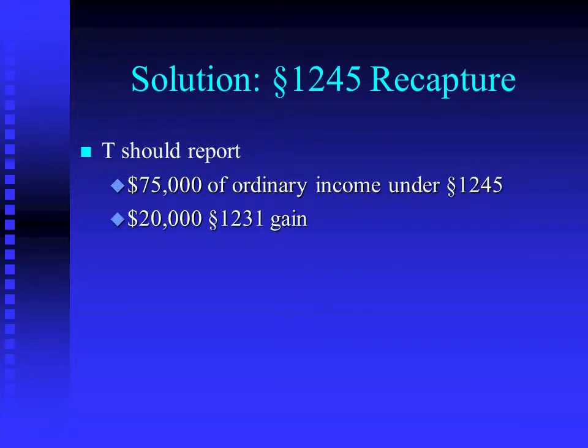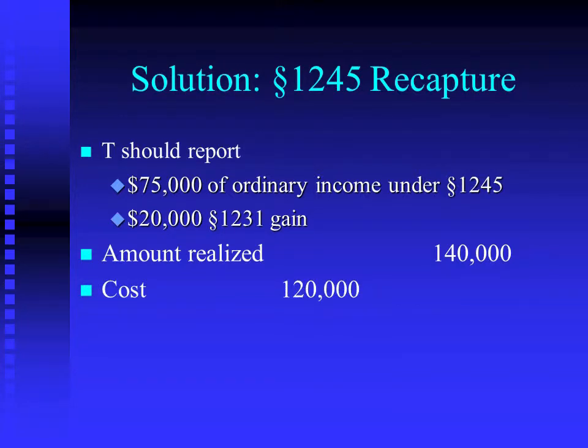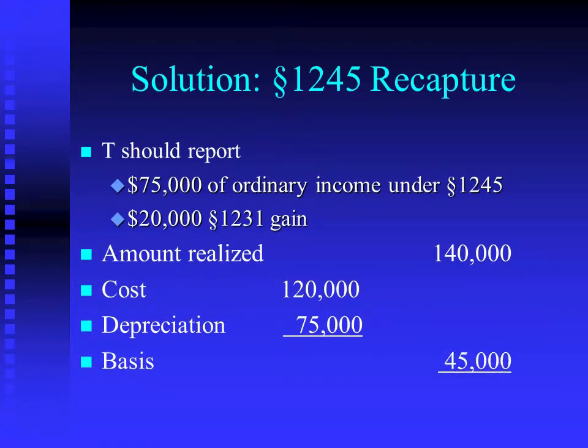All right, so the bottom line is the ordinary income is 75. The 1231 gain is 20. So here's my amount realized. My adjusted basis is 45,000. The cost minus the accumulated depreciation. So it gives me my total gain of 95,000. The first 75 is ordinary income, which leaves me 20 to be a 1231 gain.